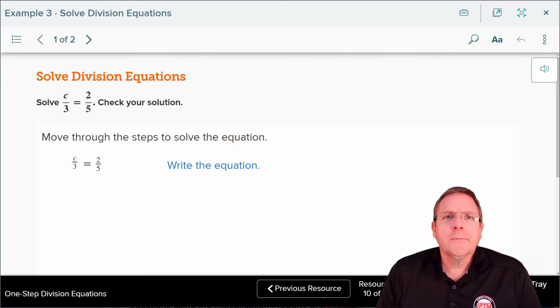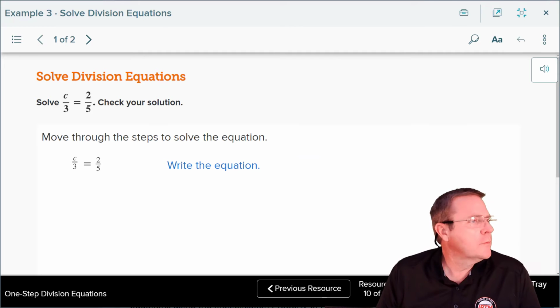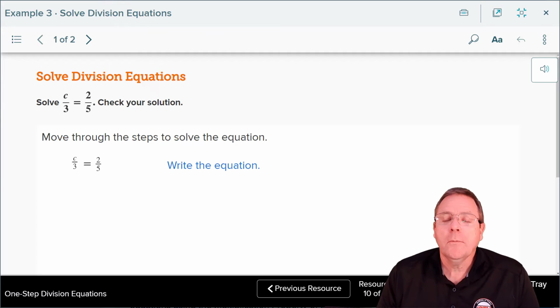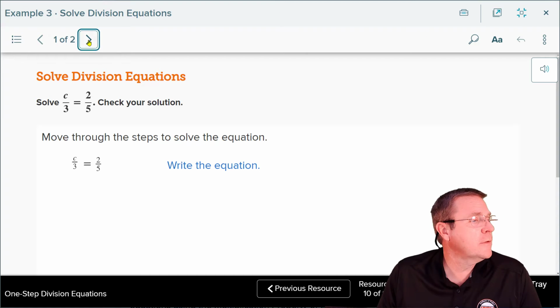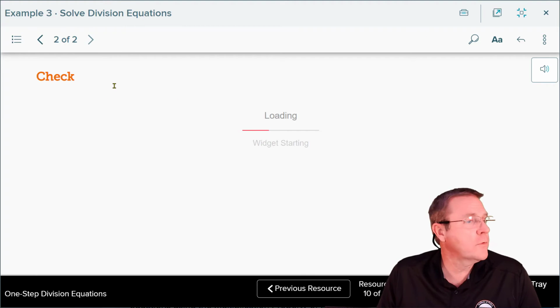But what if you had something really ugly like this one that says c divided by 3 is equal to 2/5? We're going to go about it the same exact way. Ask yourself the questions. What's the final goal of any equation? It's to isolate the variable. What's my variable? It's c. Who's c's friend? It's 3. And what is 3 doing to c? It's dividing. So how do I undo divided by 3? I multiply 3 on both sides. And that's exactly what they're going to be doing to solve this problem.